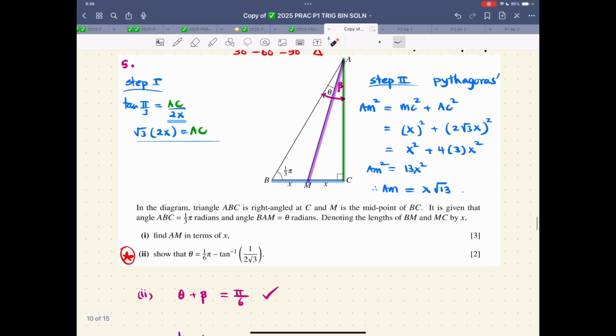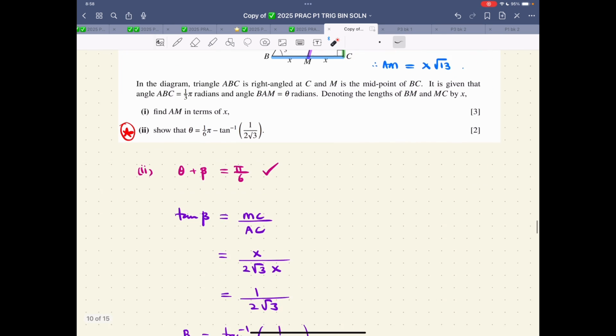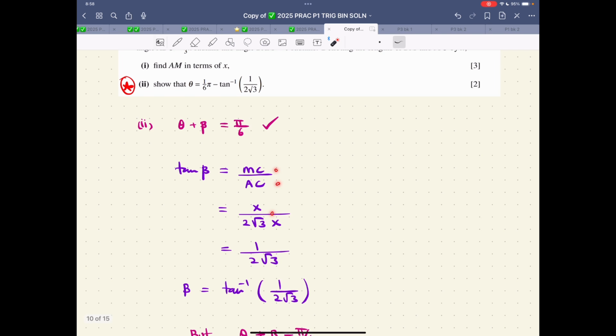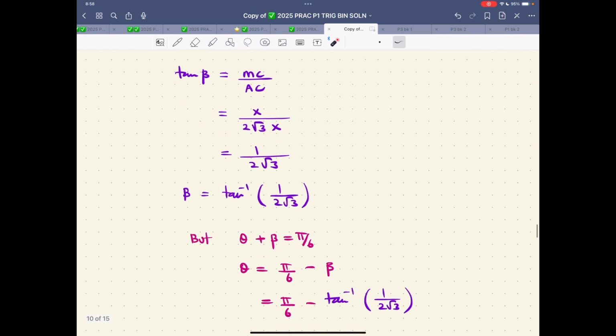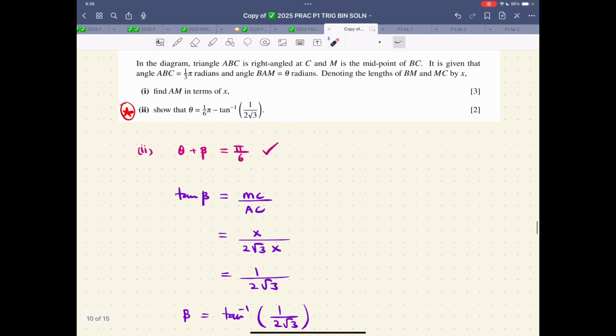Now if I work for tangent beta and I'm working in the small right angle triangle, this is the opposite, this is the hypotenuse, this is the adjacent. MC over AC, opposite over adjacent, this comes out to be 1 over root 3, therefore beta is tan inverse of this. Now again join forces with the first statement.